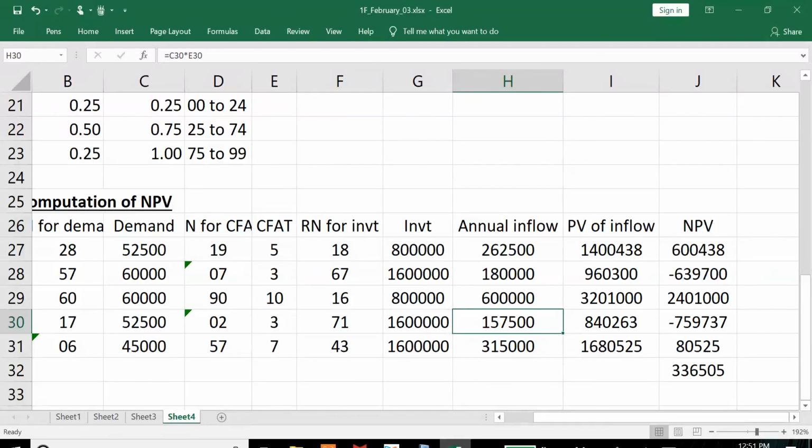The question talks about 10 experiments. We have stopped with 5. I changed the question to 5 experiments. Corresponding investment value equals 16 lakhs. Any doubts on this?